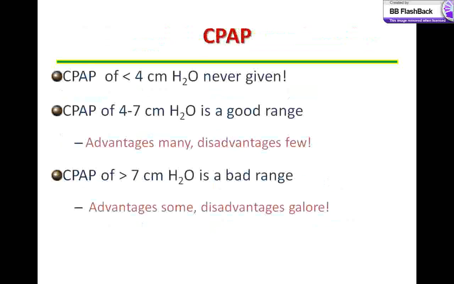Remember that a CPAP of less than 4 centimeters is never given for a baby on CPAP. A CPAP of 4 to 7 centimeters is a good range. It would help in recruiting the alveoli, in decreasing the respiratory distress and in decreasing the complications. A CPAP of more than 7 is a bad range as the advantages are few, but the risk of complications increases dramatically.